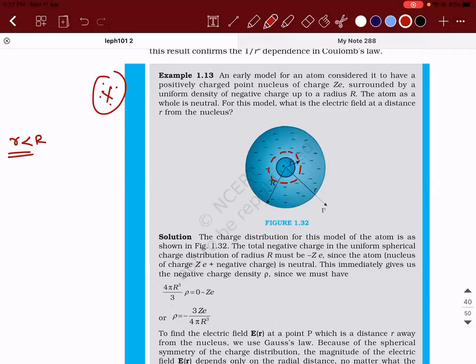So first job that we are going to do here is find out what is the total charge present in that small sphere. How do I do that? We will calculate flux and then we'll calculate. So I'm not even concerned about flux now. I'm only concerned about how to find the charge that is there in that small portion.